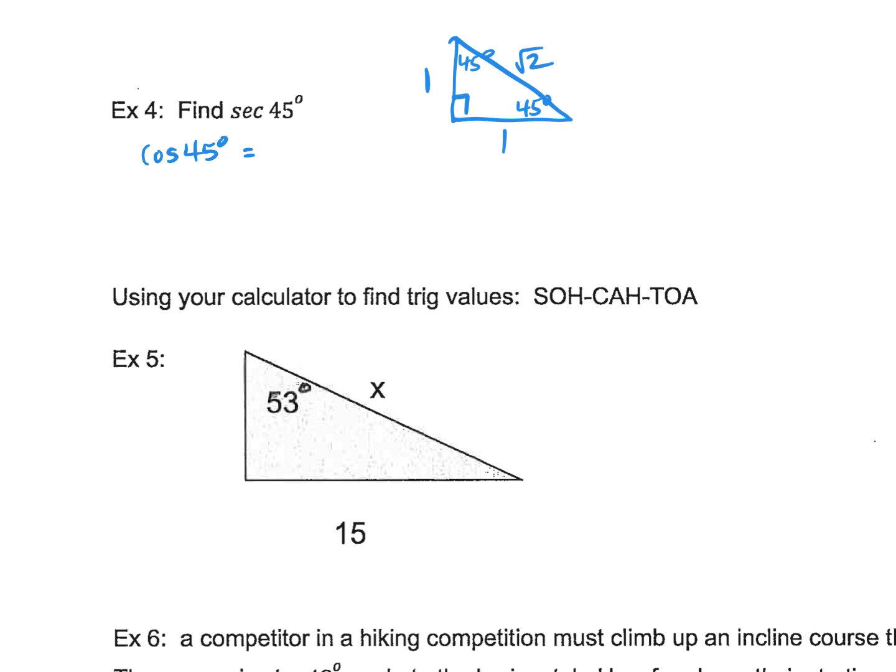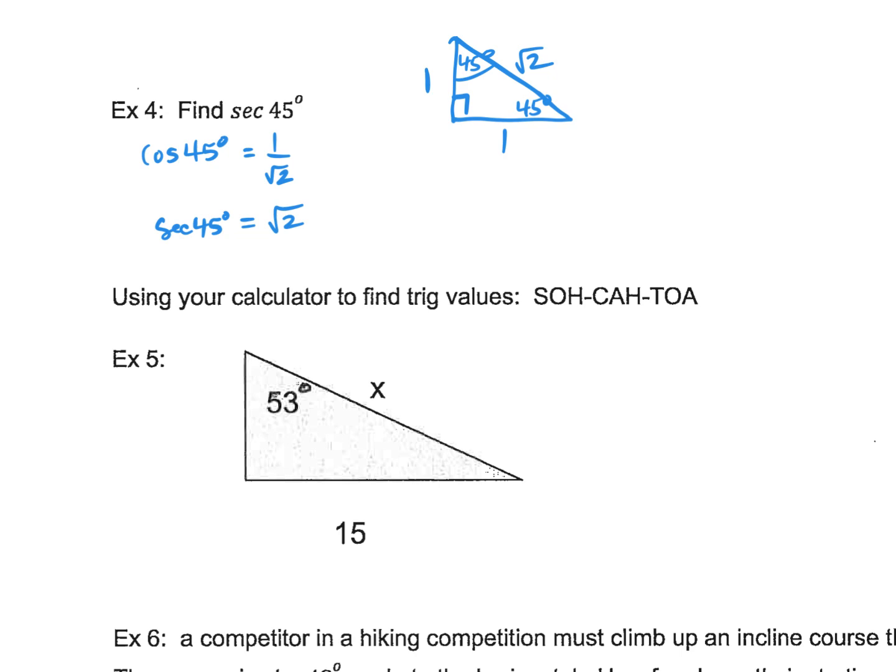Good. You're getting it. So what is cosine? Adjacent over hypotenuse, right? So what's adjacent? Let's use this one. What's adjacent to that angle? What's hypotenuse? So it'd be 1 over root 2. So secant of 45 degrees would be what? Flip it over, you get square root of 2 over 1, which is just root 2. Make sense?